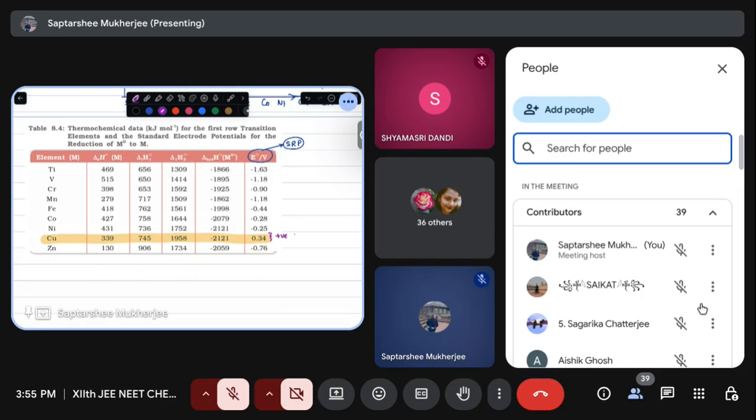Now, how can we explain this? Here the data are given to us. What if the data are not given? Then how do I explain the positive SRP value of copper theoretically, without knowing the data? Right now the data is given, but real-time data is not given, and obviously I don't remember the data. So how do I explain the positive SRP value? Positive means favorable.